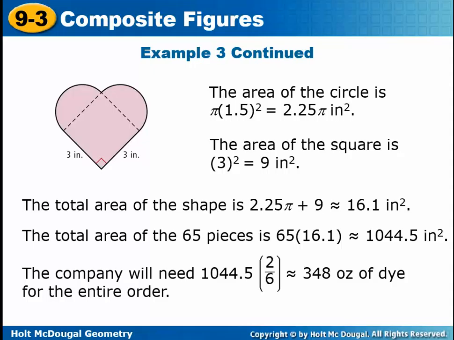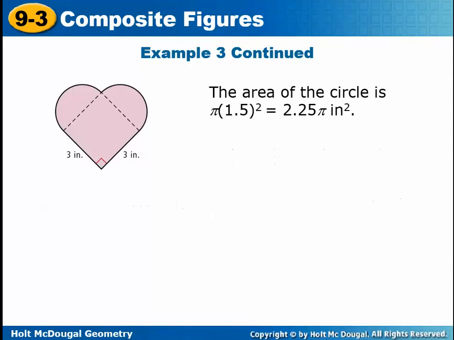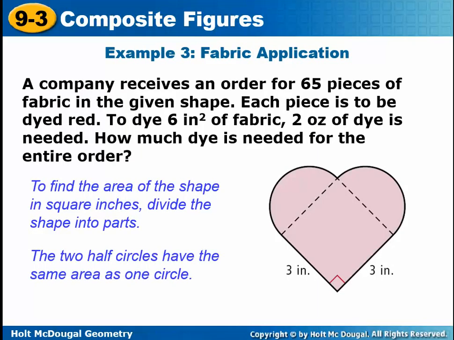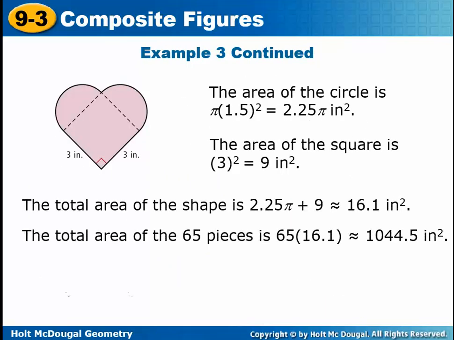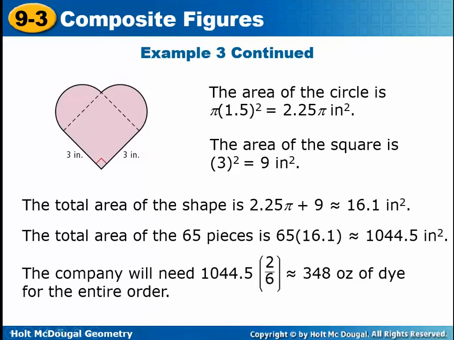And every 6 ounces needs, I have to look back at the question to see what they said. Every 6 inches squared needs 2 ounces of dye. So you would divide this number by 6 and then multiply it by 2. And you get 348 ounces of dye.